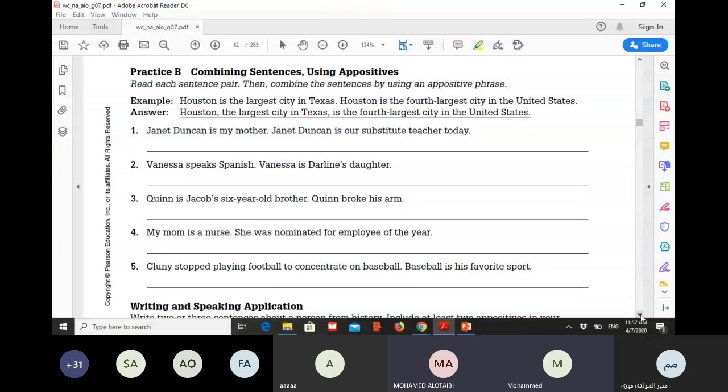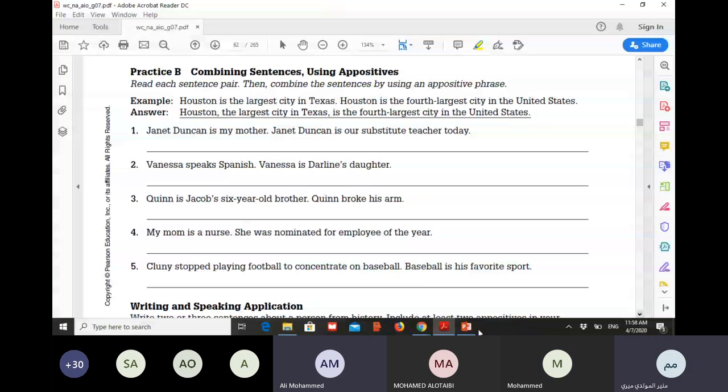Janet Duncan is my mother. Janet Duncan is our substitute teacher today. Janet Duncan, comma, my mother, and then comma, is our substitute teacher today. And where is the verb? Teacher, can you go to practice A just for 1 minute, please?